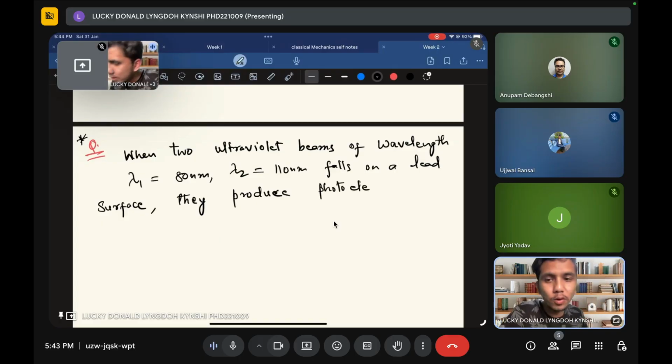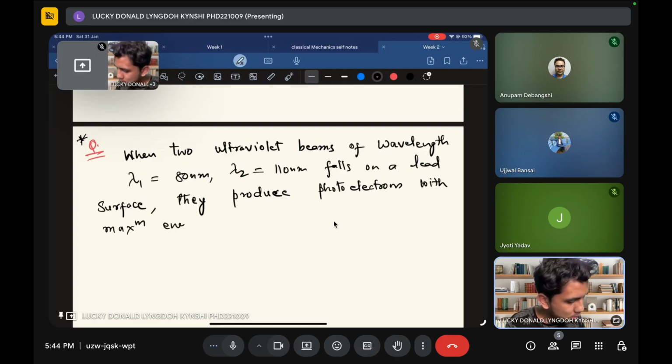Photoelectrons means the electrons ejected from the surface after a beam is incident on the surface. That is your photoelectric effect. Photoelectrons with maximum energies 11.390 electron volt and 7.154 electron volt respectively.